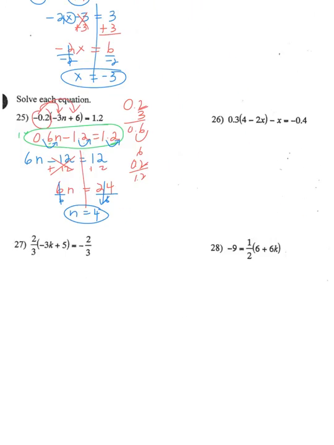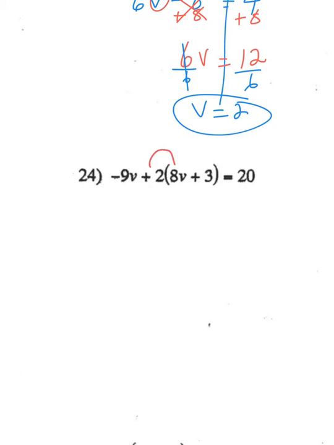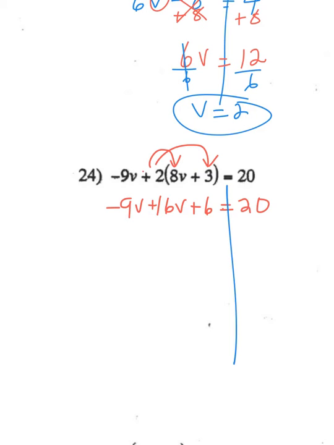All right. Ooh, up here. Okay, I gotta distribute these two. That's 16v plus 6 equals 20 minus 9v. Now there's an equal sign right there. I'm going to combine these v's, which is going to give me 7v plus 6 equals 20, because negative 9 plus 16 is positive 7.